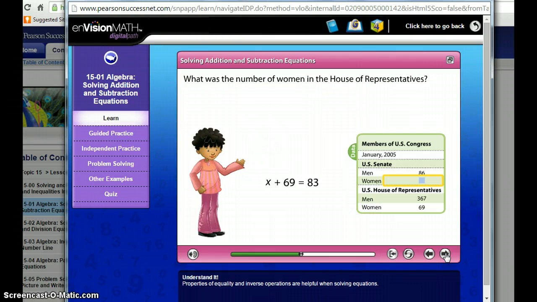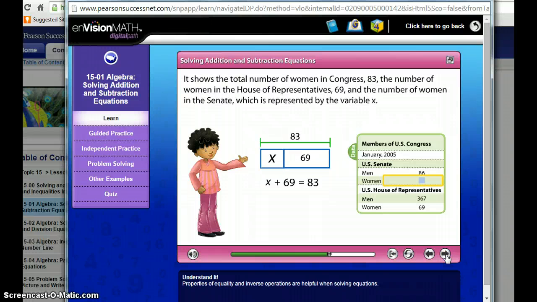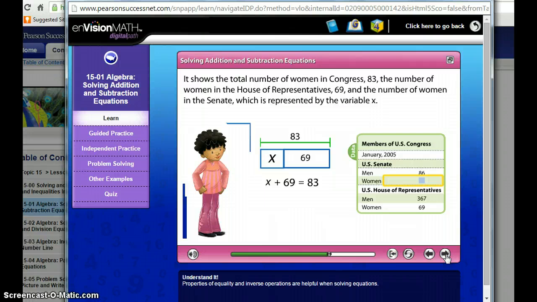What was the number of women in the House of Representatives? There were 69 women in the House of Representatives. What was the total number of women in Congress? There were 83 women in Congress. So you're asking yourself what number plus 69 equals 83? This is a diagram of the equation containing the variable x. What does this model represent? It shows the total number of women in Congress, 83, the number of women in the House of Representatives, 69, and the number of women in the Senate, which is represented by the variable x.